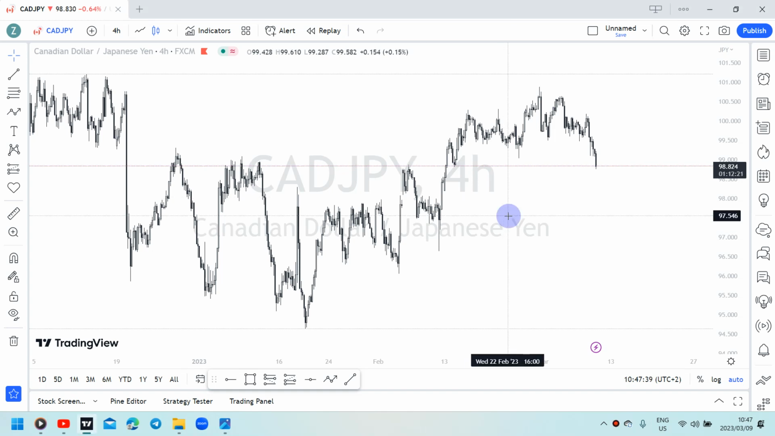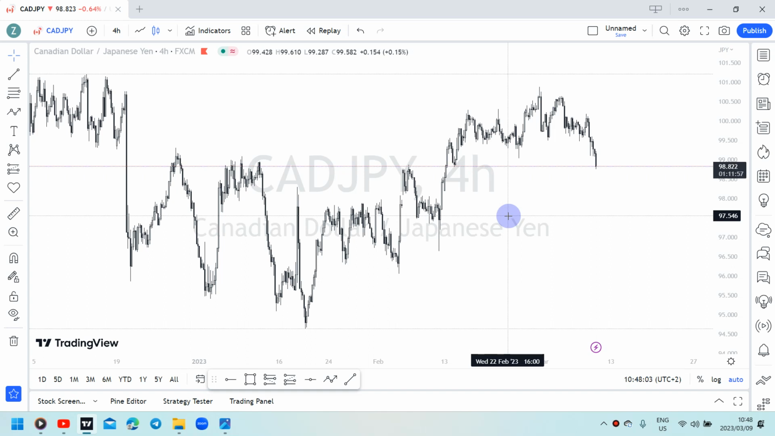Hello there, everyone. Welcome. Our pair for today's analysis is the Canadian dollar against the Japanese yen, in short, the CADJPY. So, without any further waste of time, let us find the setups.